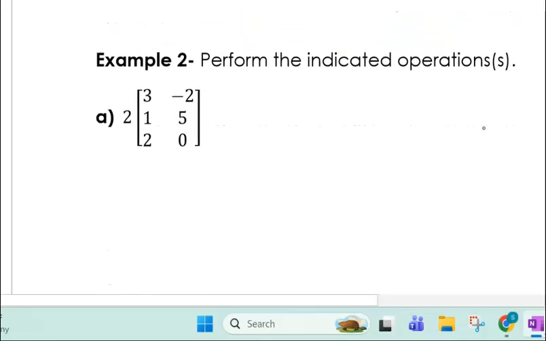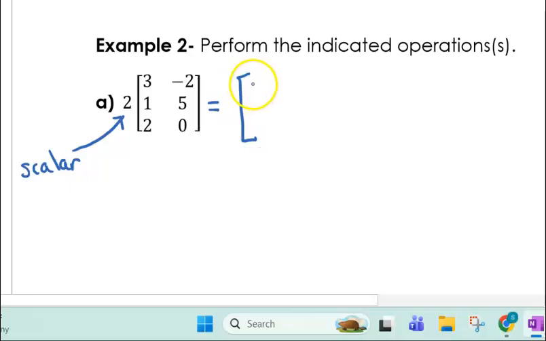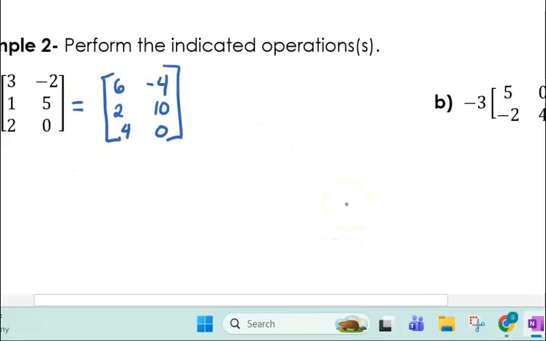On example 2, they want us to perform the indicated operations. This is multiplying by a 2. A 2, this number outside, is called a scalar. When you're multiplying by a scalar, which is just a number outside, essentially you just distribute it into everything. So you take the 2 times each number inside the matrix. So 2 times 3 is 6, 2 times -2 is -4, 2 times 1 is 2, 2 times 5 is 10, and so on. And that's how you do scalar multiplication.